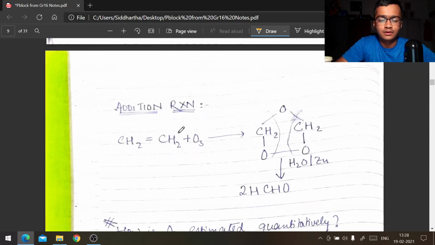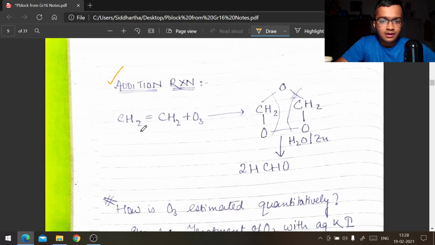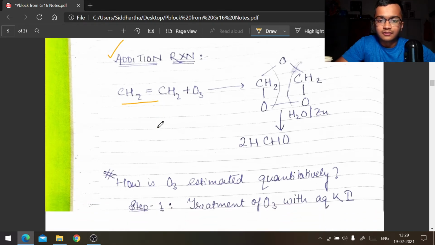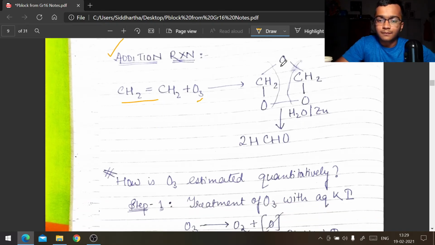Okay, now ozone gives addition reaction. This is a famous reaction from organic chemistry. If you take any sort of alkene, this is ethene, C2H4, I'm sorry, this is ethene. It is shown here. If you take alkene and react it with ozone, some sort of structure like this is observed.